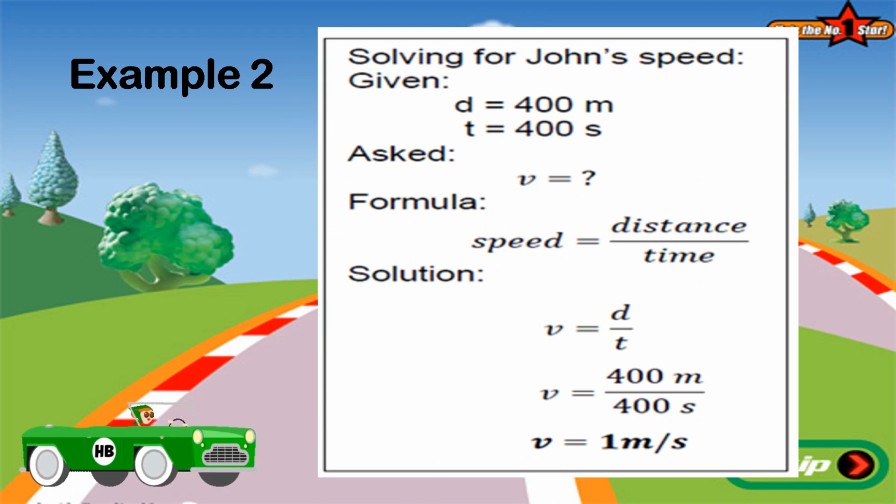Let's have another example. Solving for John's speed. You have the given of distance is equal to 400 meters and time is 400 seconds. The same formula of v is equal to d divided by t, so you will have 400 meters divided by 400 seconds. Therefore, John's speed is equal to 1 meter per second.